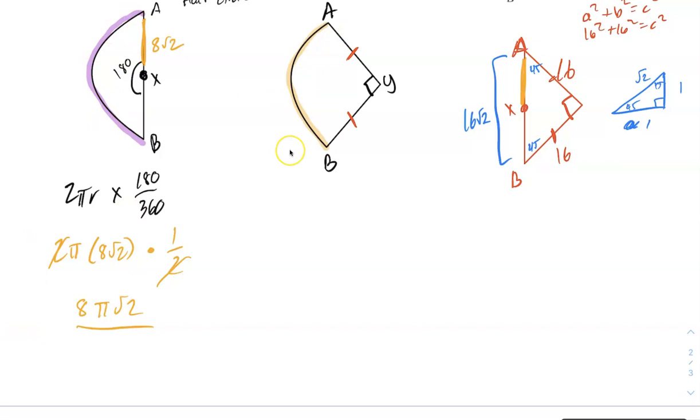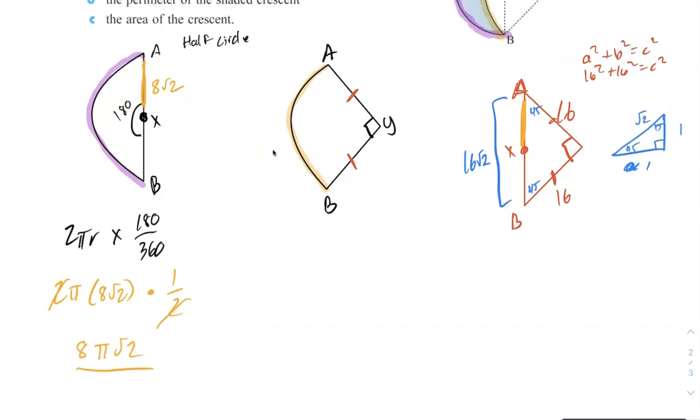Now I gotta find the length of this arc and then add them up, and that'll be my perimeter. Well, the way you find the length of this arc is the exact same thing. 2 pi r times 180 over 360. Sorry, not 180.